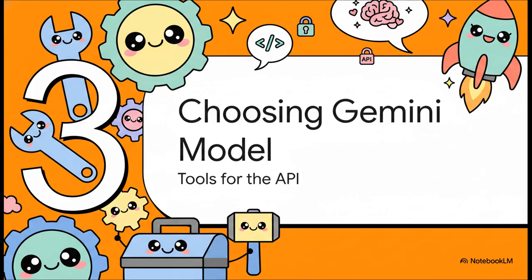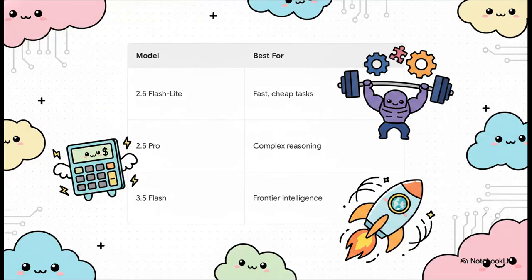Section 3, choosing your Gemini model. Tools for the API. Making that jump to the API unlocks an absolute arsenal of tools. Let's break down the big 3 models you'll be using. Gemini 2.5 Flash-Lite is your cheap, high-volume workhorse, perfect for those basic, high-speed tasks at scale.